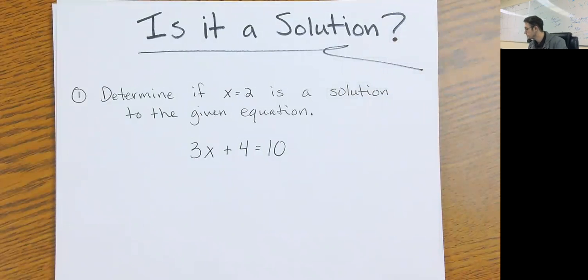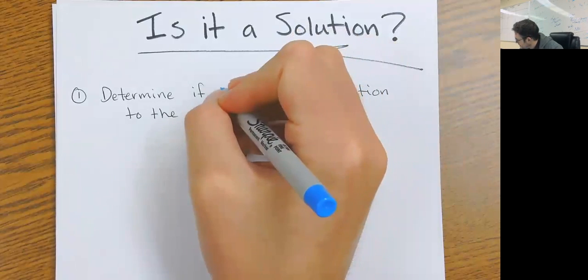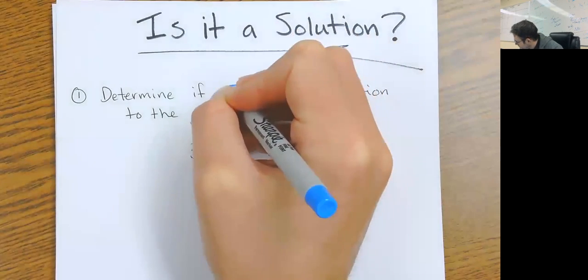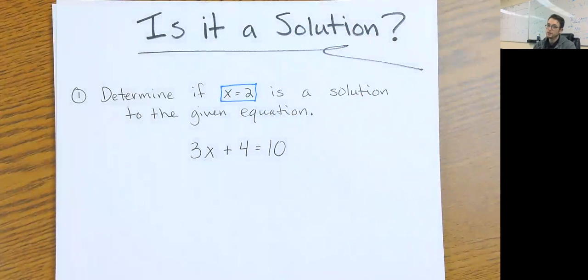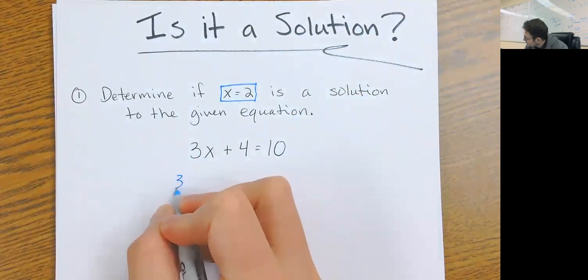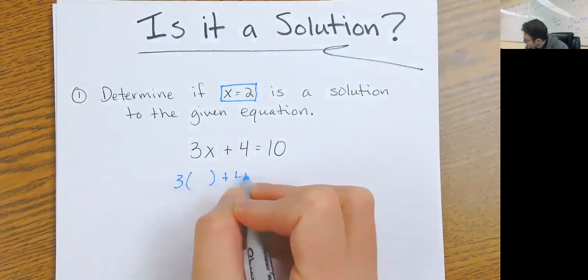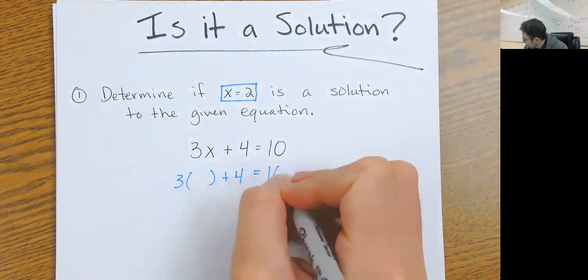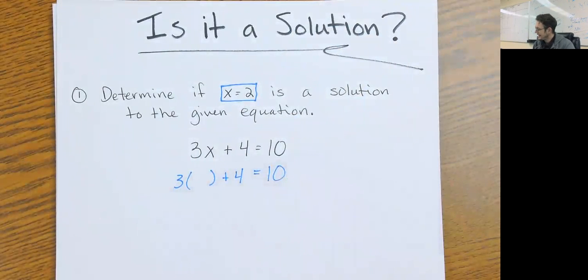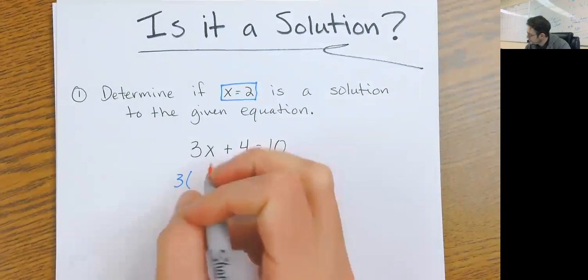So how I would start this problem is I am going to use substitution to substitute in this possible solution. We don't know if it's a solution. That's what we're trying to determine, but it's a possible solution, and we're going to figure that out by substituting it in. So I could do 3 parentheses plus 4 equals 10. And I'm going to substitute in 2.